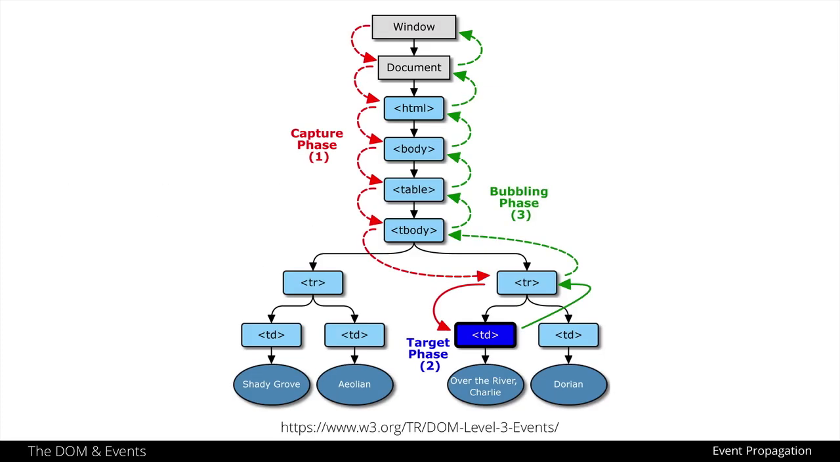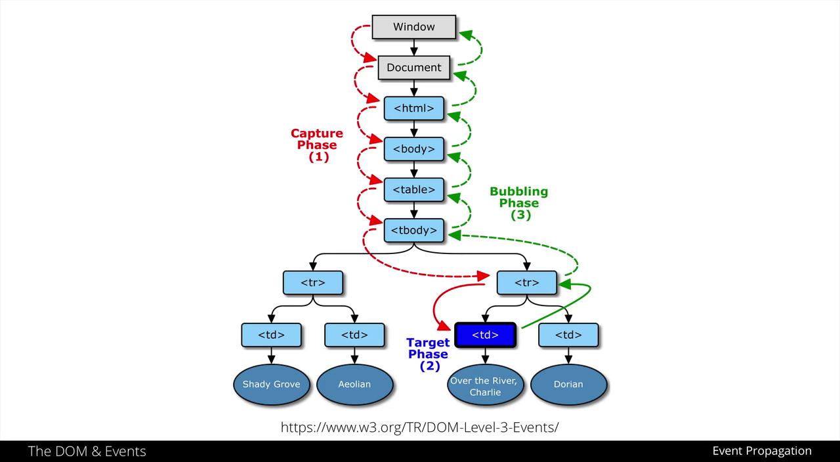Let's take a look at this illustration for an example. Draw your attention to the dark blue TD element. Let's imagine that one of the table cells where it reads "over the river Charlie" was clicked. In JavaScript in the DOM, what's happening, although we don't know that this is necessarily going on behind the scenes, is that every element above the TD is going to be notified during the capture phase. So starting at the window level, down to the document, the HTML, body, table, table body, TR, and then finally the TD will be notified that something beneath it has been clicked. All of this in red here is part of the capture phase.